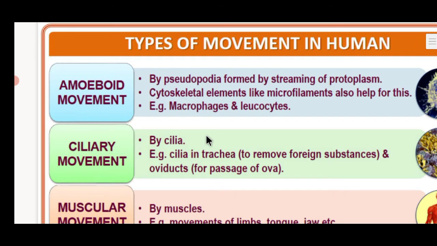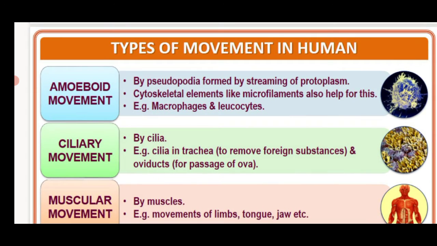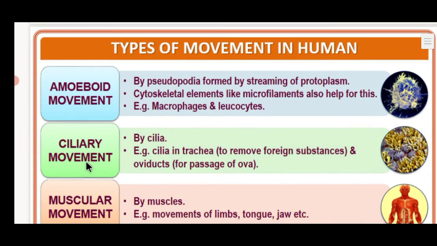Now, what are the types of movements in humans? All are familiar with the muscular movements. We use muscles and we move our body voluntarily. But there are other movements such as amoeboid movements, ciliary movements, and the muscular movements. So let us read about them one by one. Amoeboid movements mean amoeba-like movements. Amoeba moves by using pseudopodia.